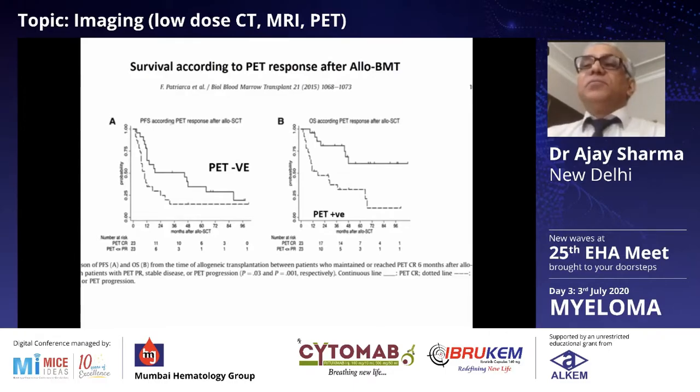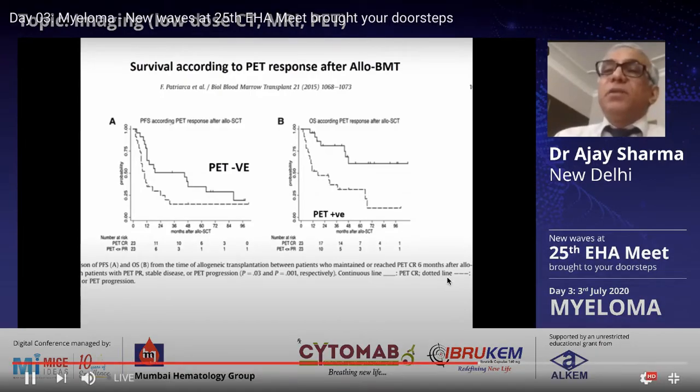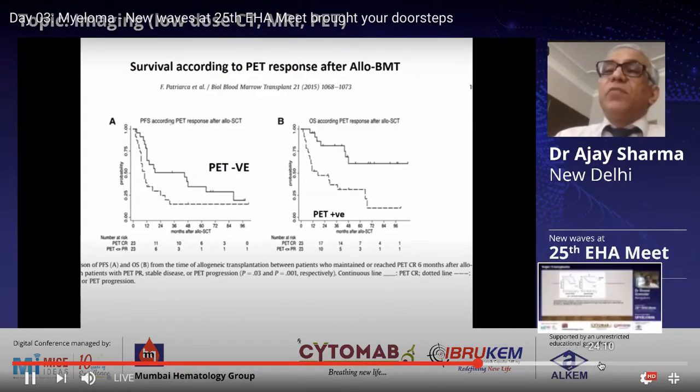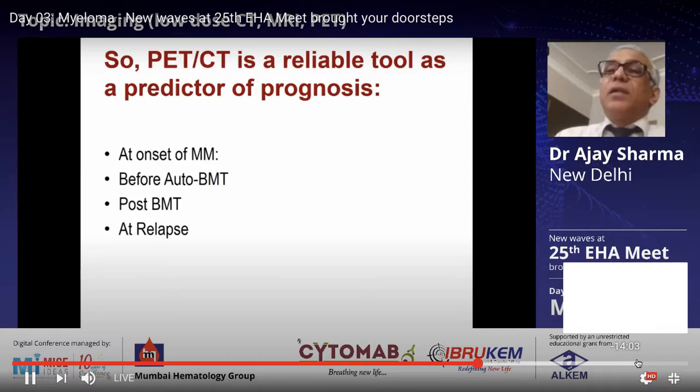And the survival in these patients after the allo transplant was also reflected by the PET negativity. So the negativity before transplant, after transplant, has got a definite impact on the disease outcome, and thus the PET is an important reliable tool as a predictor of prognosis in all these stages of disease management.